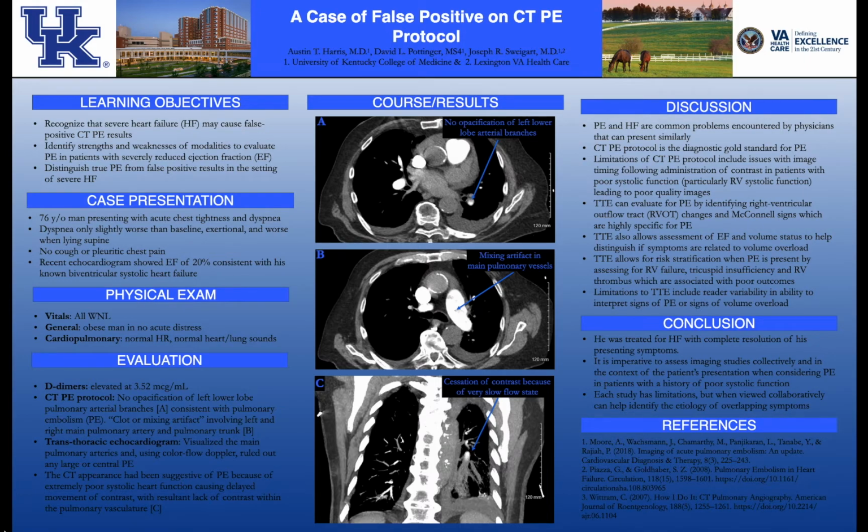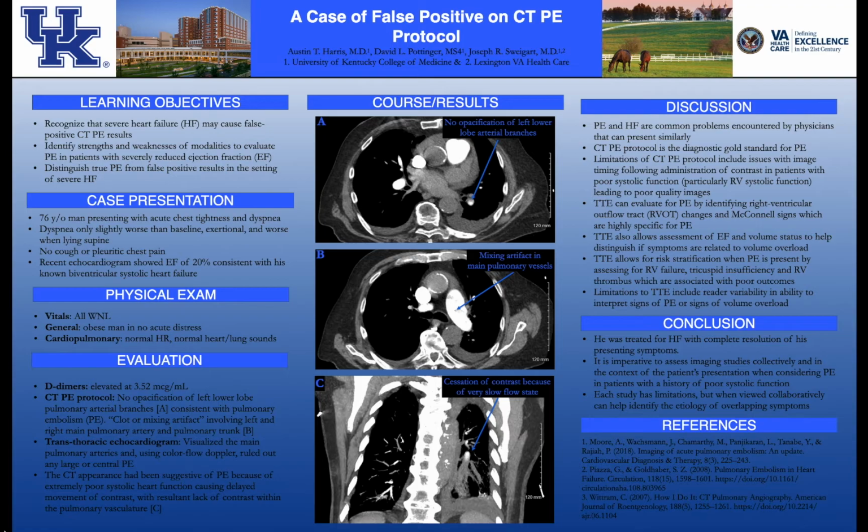Another test that can be done is TTE. This allows for evaluation of things like right ventricular outflow tract changes as well as McConnell's sign, which are highly specific for PE. It can also allow you to assess volume status as well as left ventricular ejection fraction to help determine if these symptoms are largely due to volume overload versus pulmonary embolism. If it is determined to be pulmonary embolism, TTE allows for risk stratification by looking at right ventricular failure, right ventricular thrombus, and tricuspid insufficiency, which are all associated with poor outcomes. Some limitations to TTE include reader variability and ability to interpret these signs that I mentioned.